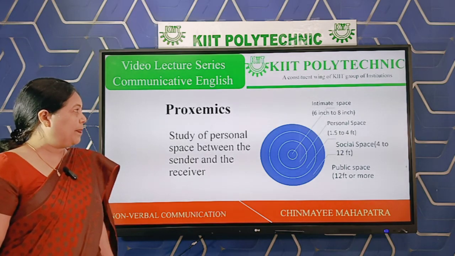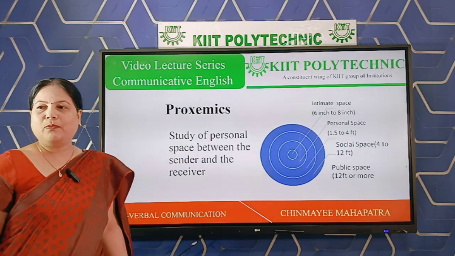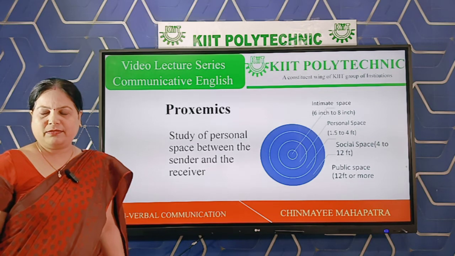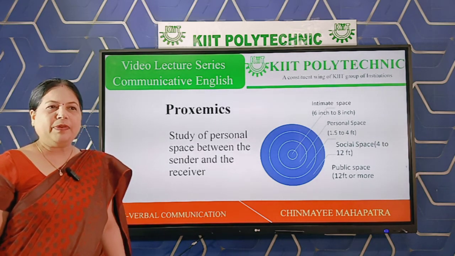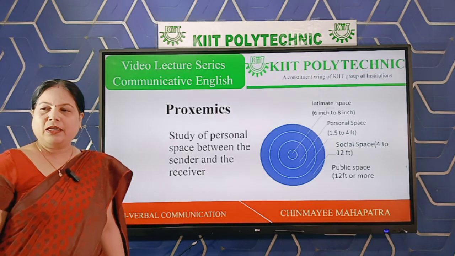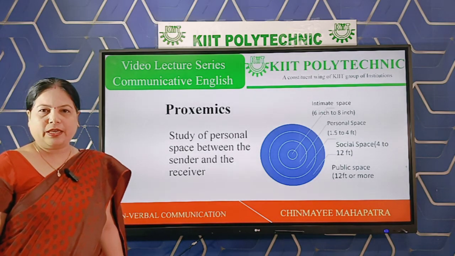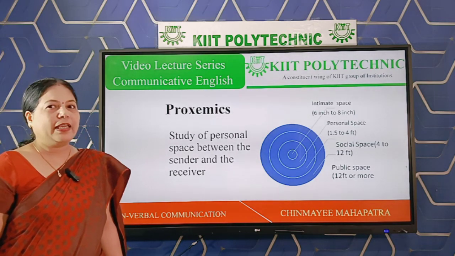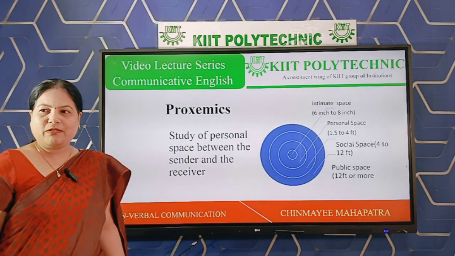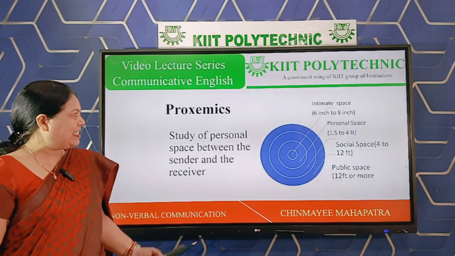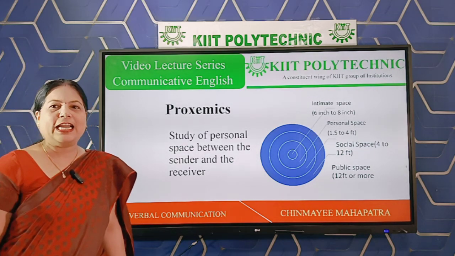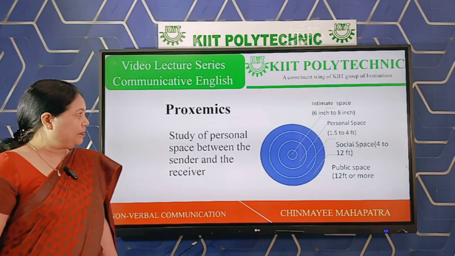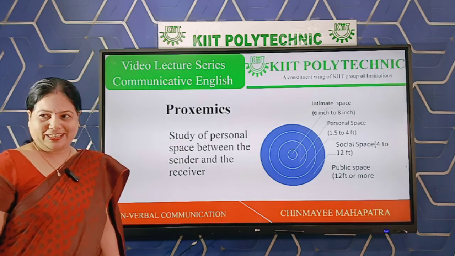So, for our easy understanding and to maintain that space, they have given one number. Intimate space, which we deal with mostly with close friends, with our husband, wife, maybe the siblings, with our parents. When we are dealing with them, we are making intimacy. We are not maintaining that distance, and that distance, the researchers are saying, may be 6 inch to 8 inch. So close to each other.